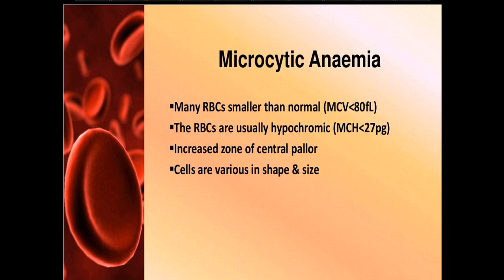Well, regarding microcytic anemia, many RBCs are smaller than normal, with mean corpuscular volume less than 80 femtoliter. The RBCs are usually hypochromic, with mean corpuscular hemoglobin less than 27 picogram, increased zone of central pallor, and cells vary in shape and size.